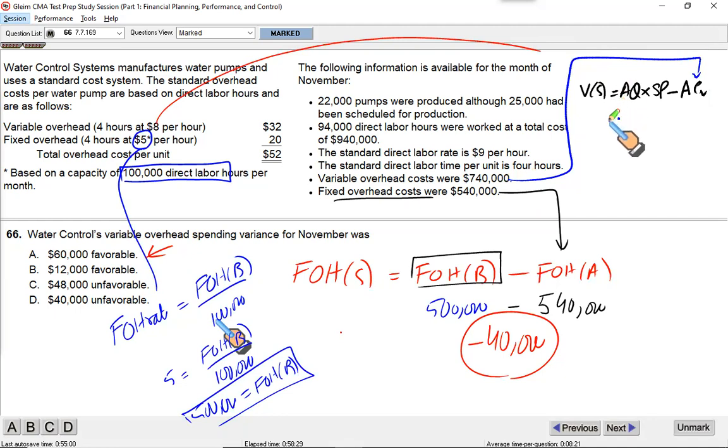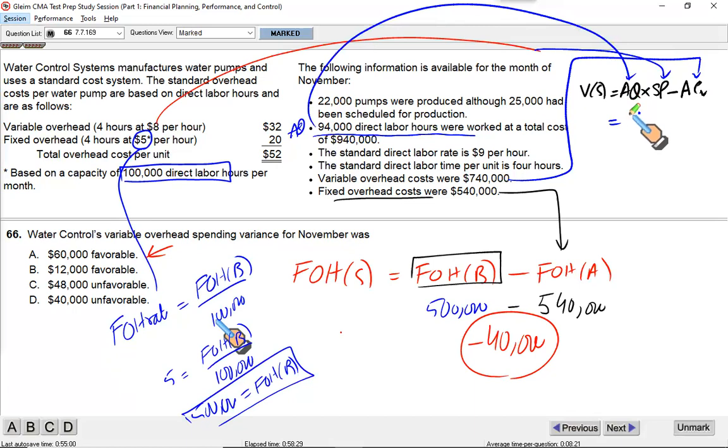We have been given the standard price also. This is called the variable overhead rate or variable overhead absorption rate. It's 8 per hour right here. What we don't seem to have is the actual quantity of labor hours. If you just look at this, look at this. These are the 94,000 direct labor hours were worked. Actual quantity of hours given right here. See? So you will plug in here 94,000 actual quantity.